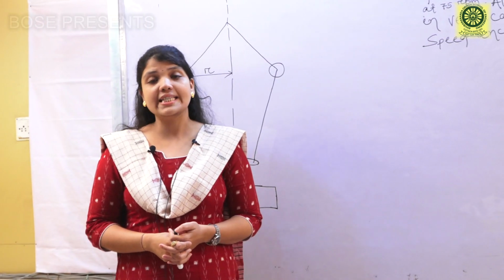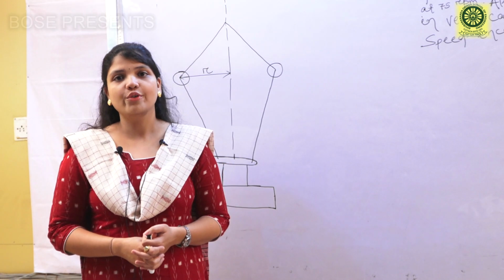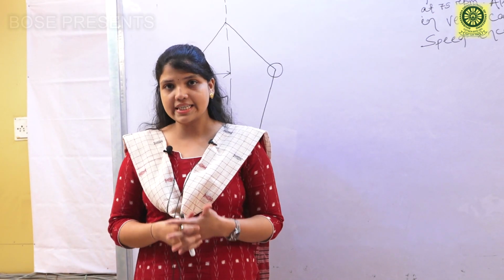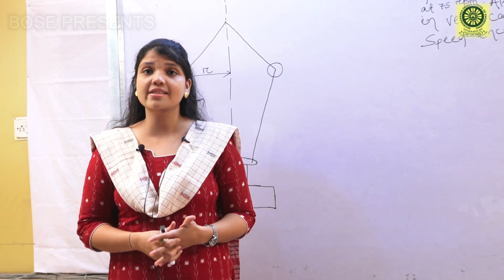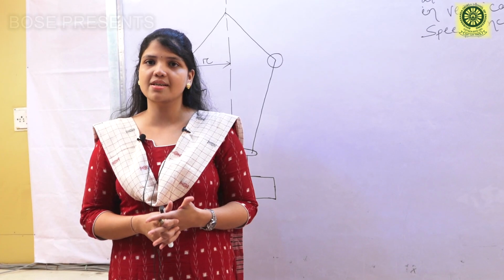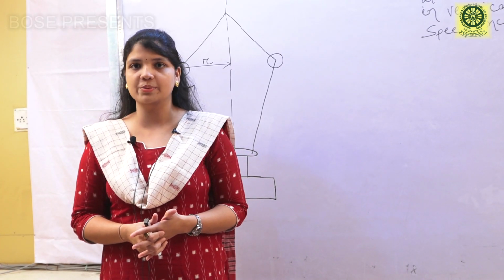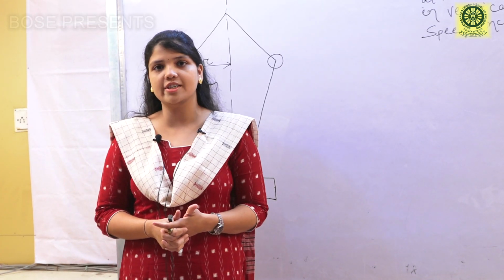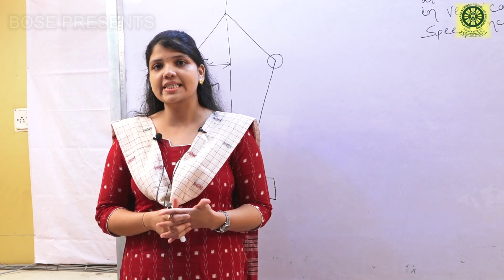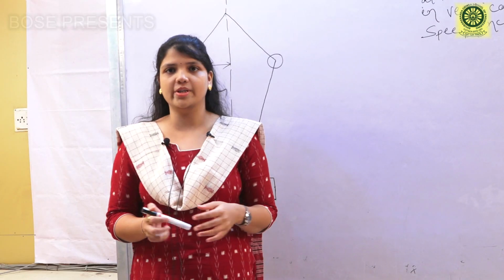So in 1788, when James Watt was designing his steam engine, he designed the watt governor, which is the simplest type of governor, and according to his name, this governor is known as the watt governor. This watt governor comes under the centrifugal type of governor. Let us see the parts of this watt governor.